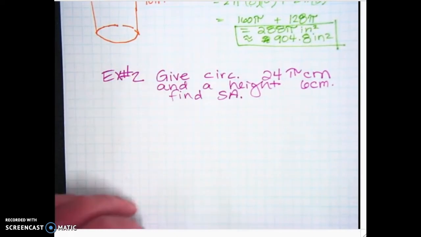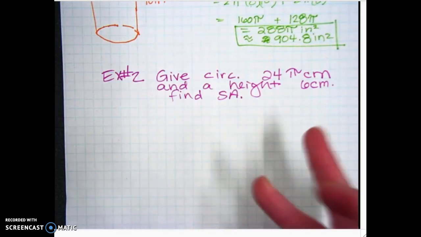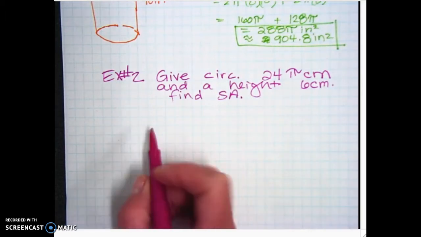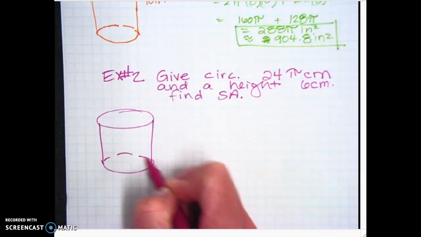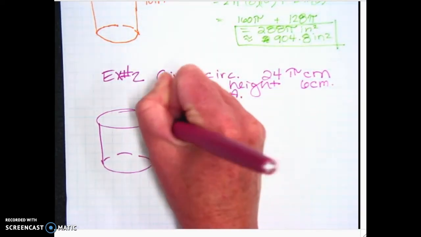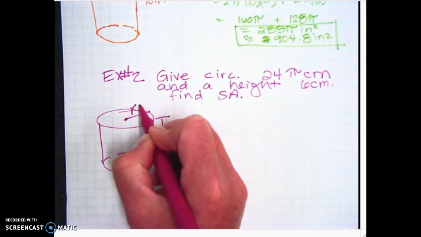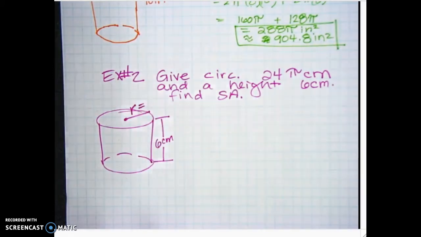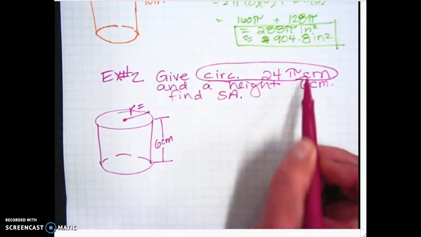All right, for the surface area formula for a cylinder, we need the radius and we need the height. So they gave us the height, but we need to get the radius. Okay, so we're going to kind of work backwards, but I'm going to draw a cylinder. And I know the height is 6 centimeters, so I'm going to label that. But I know I'm going to need this radius, right? So I'm just going to write it there and fill it in in just a second. They didn't give us the radius, but they did give us the circumference. The circumference is 24 pi.